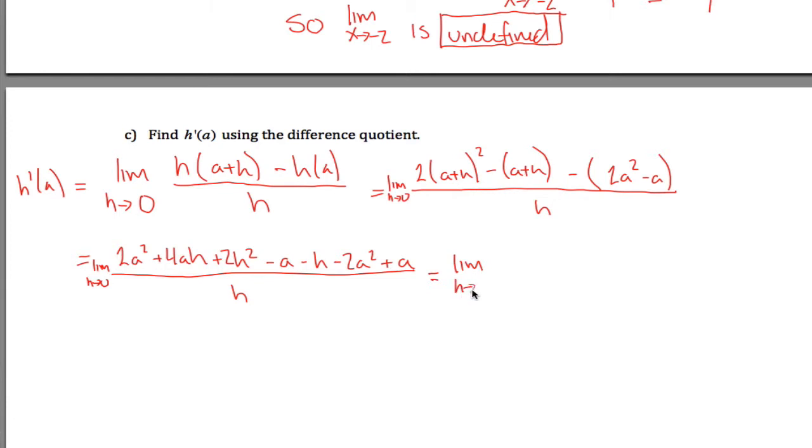The nice thing is that a lot of stuff will cancel. Minus a plus a, minus 2a squared plus 2a squared. What I'll be left with is 4ah plus 2h squared minus h. I think that's it. I got this guy, and this guy. This and this cancel. This and this cancel. That's divided by h.